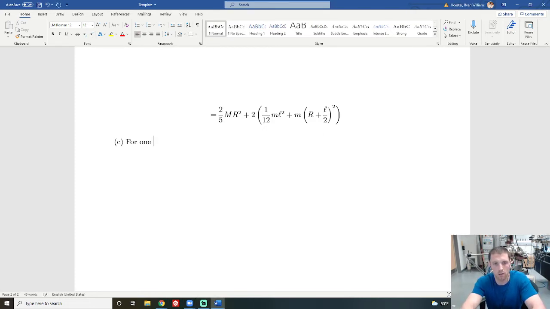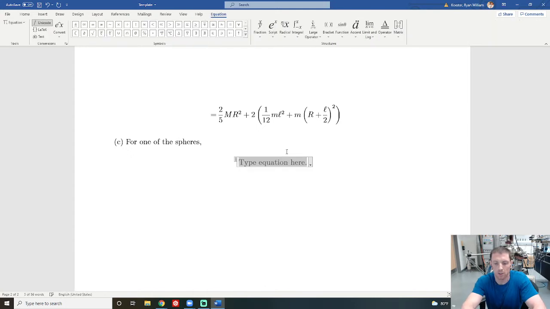Let me just say for one of the spheres, the moment of inertia from the parallel axis theorem is going to be, remember we start with the moment of inertia about an axis passing through the center of mass. For a hollow sphere or a spherical shell, it's 2/3 m r squared, plus the parallel axis term. In this case we're just moving the axis of rotation by a distance r. And I think if you look at the sketch, you can see how that makes sense. So this is the moment of inertia for one of the hollow spheres.